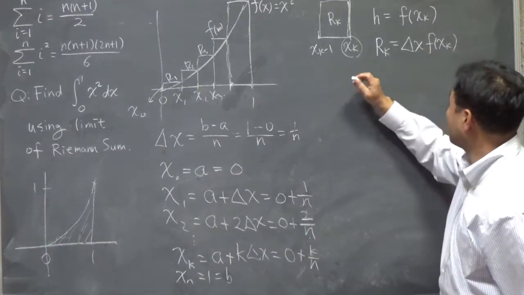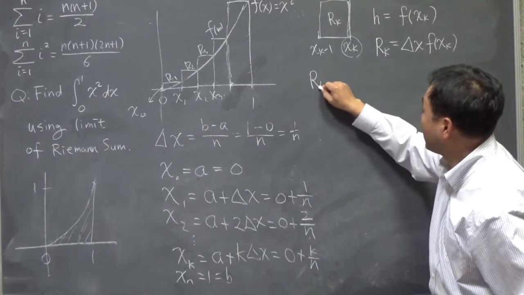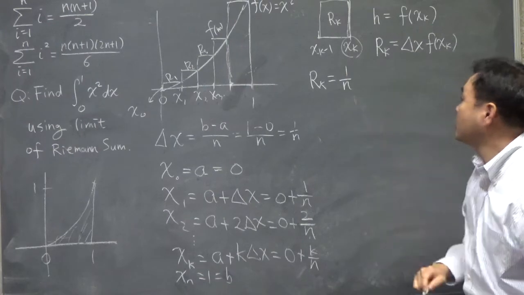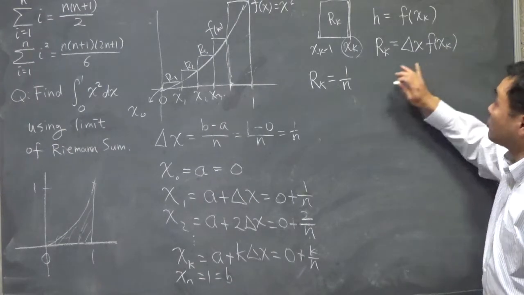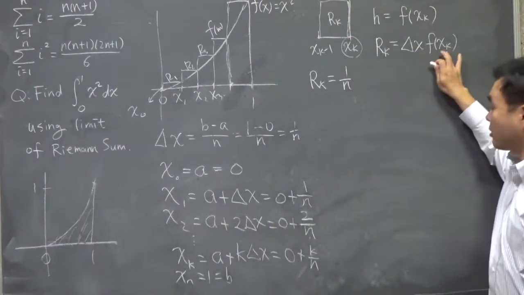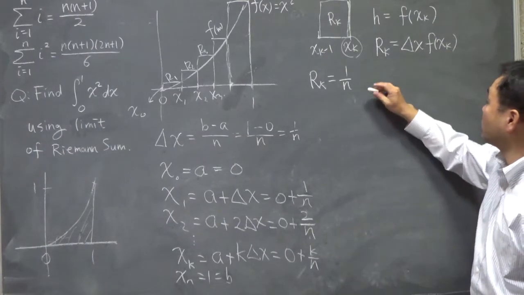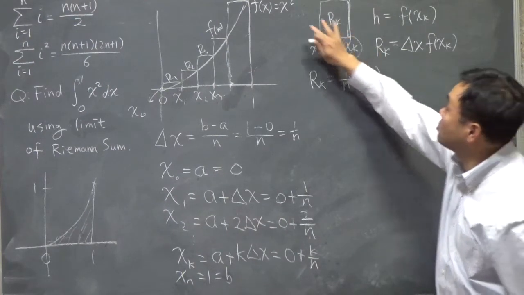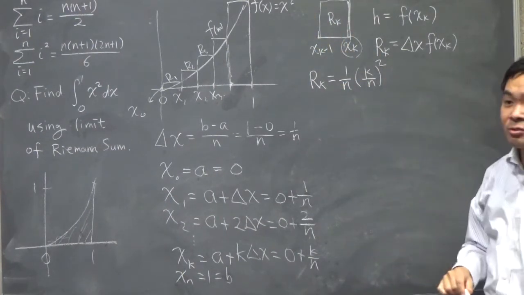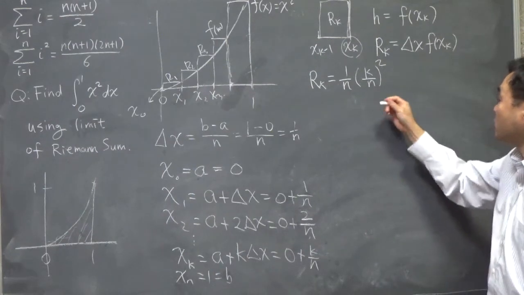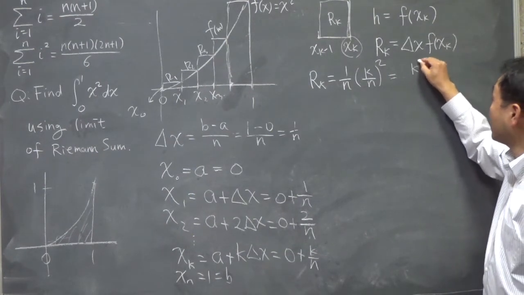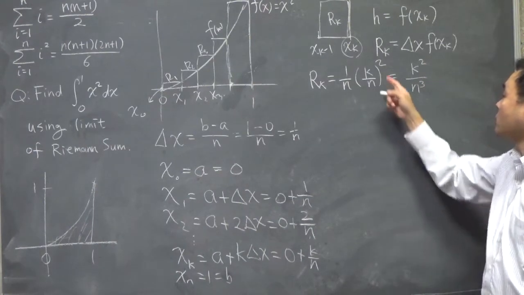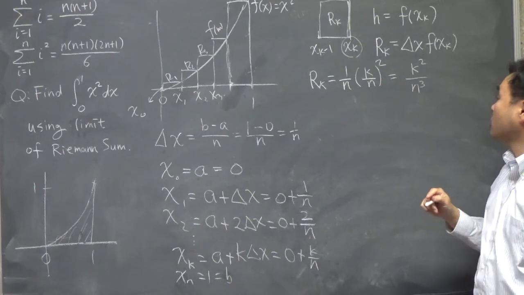So in our specific case, here's what we found. Rk is delta x, which is 1 over n. And then f of xk, well, our f of x is x squared, and our xk is k over n. So we'll be plugging k over n, which is xk, into this x squared function. And we can simplify this further as k squared over n cubed, because it's n squared times n, so it's n cubed.